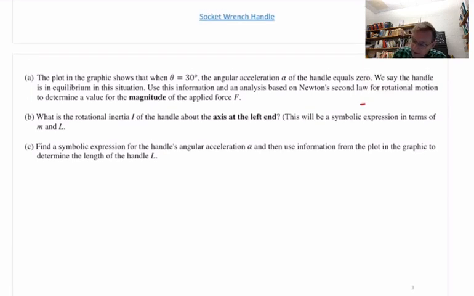The plot in the graphic, as we talked about, shows that when phi is 30 degrees, the angular acceleration alpha of the handle equals 0. It will be in rotational equilibrium. It will not rotate. It will stay at rest. We say the handle is in equilibrium in this situation. Let's use this information and an analysis based on Newton's second law for rotational motion to determine a value for the magnitude of that applied force at the end. That's our first task.